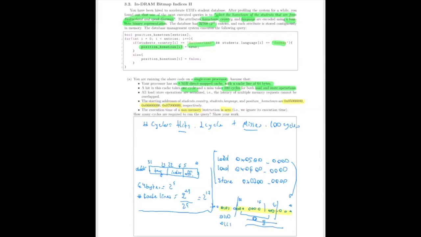So what does it mean? It means that every time you do a memory access here, you're going to have a cache conflict, and then it's going to be a miss. So throughout the whole execution, all of those load and store operations are going to miss in the cache. So the number of hits is going to be 0.